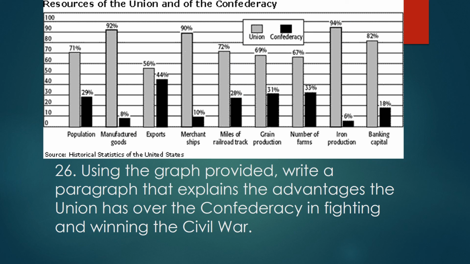Chart. Number 26. Using the graph provided, write a paragraph that explains the advantages the Union has over the Confederacy in fighting and winning the Civil War.